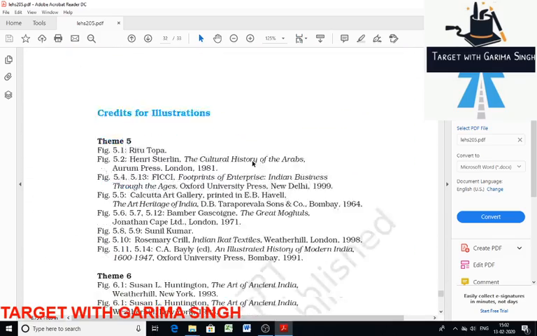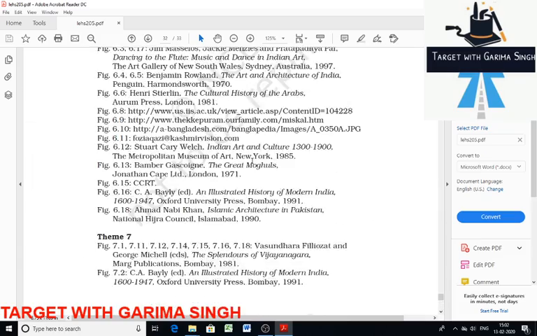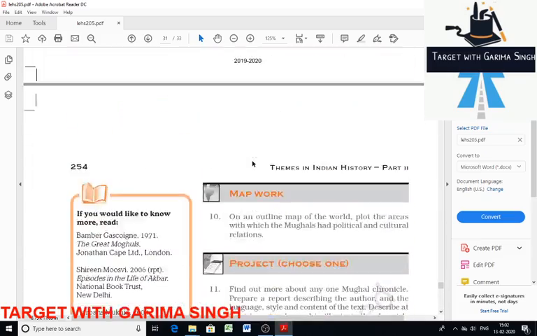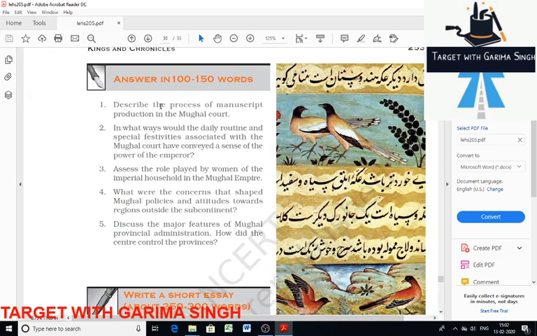Let's move on. Here's the reference that has been given. Here's the question: describe the process of manuscript production in the Mughal court.